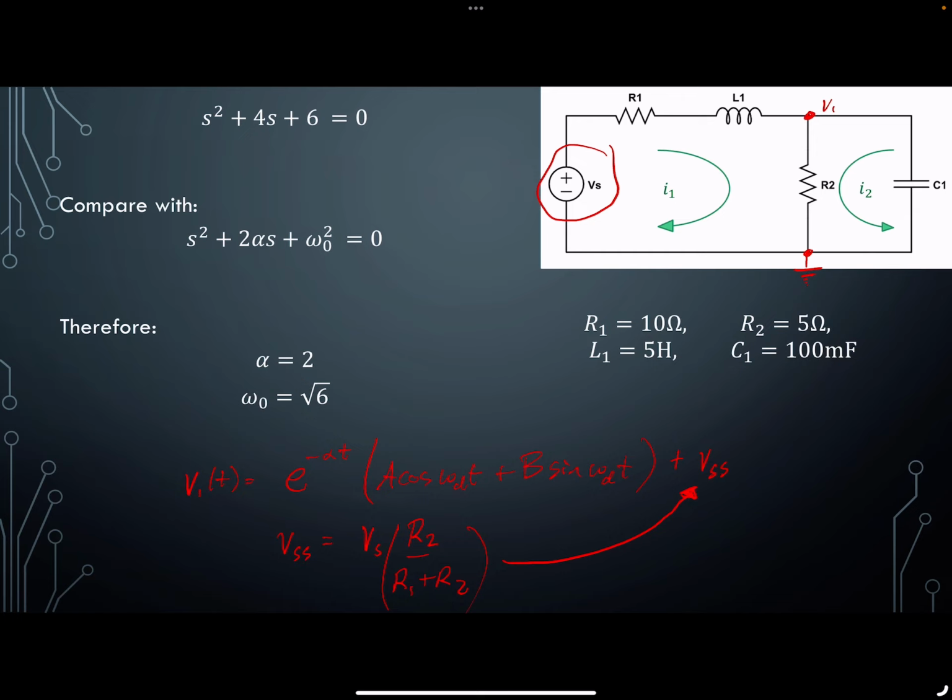And then you can plug in, when time equals 0, what is the initial voltage. To find the other constant, you need to take the rate of change of the voltage of the capacitor. But we'll do that in some more examples right away.